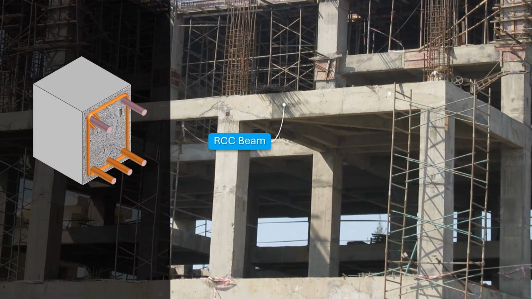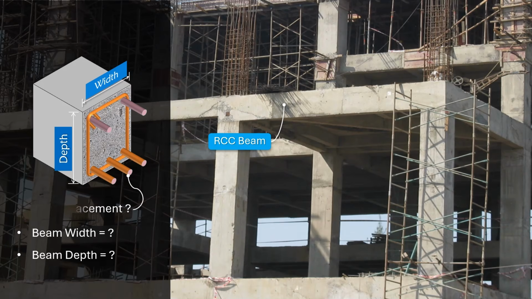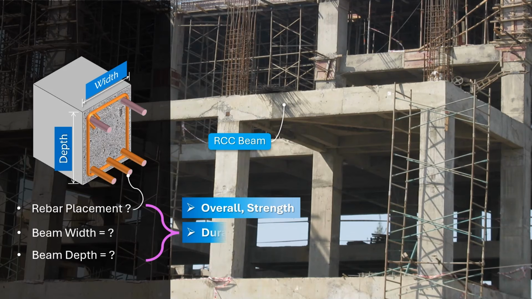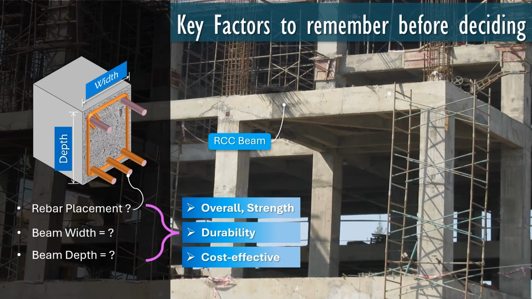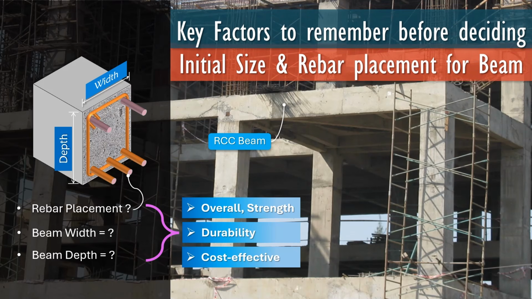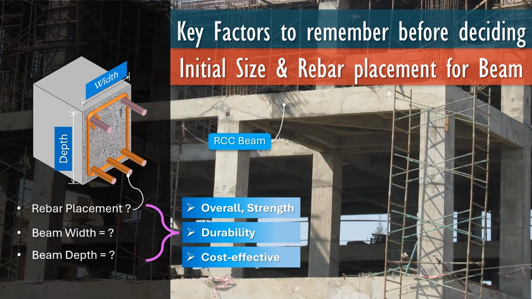One of the most critical aspects of this process is determining the initial beam size and reinforcement placement. This decision can significantly influence the beam's overall strength, durability, and cost effectiveness. In this video, we will discuss several key factors you should consider when making these crucial choices. So, let's get started.